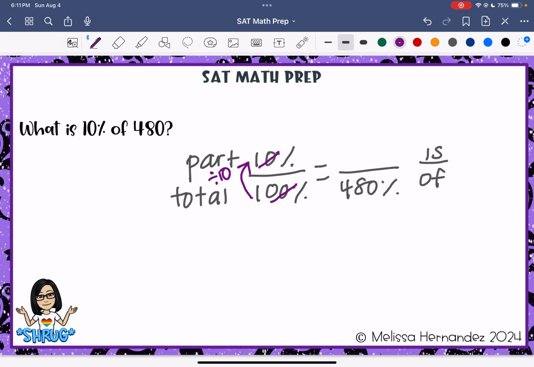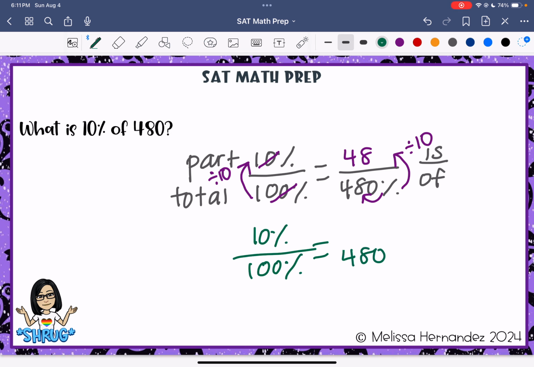Divide by 10. And whatever I do to that side, I'll also do, which is divide by 10. And doing the powers of 10, all you got to do is move the decimal over. So 10% is 48. Okay, that's not the only way to solve this. So I'm going to show you another way, and then you can decide. The setup is the same, but the solving is different.